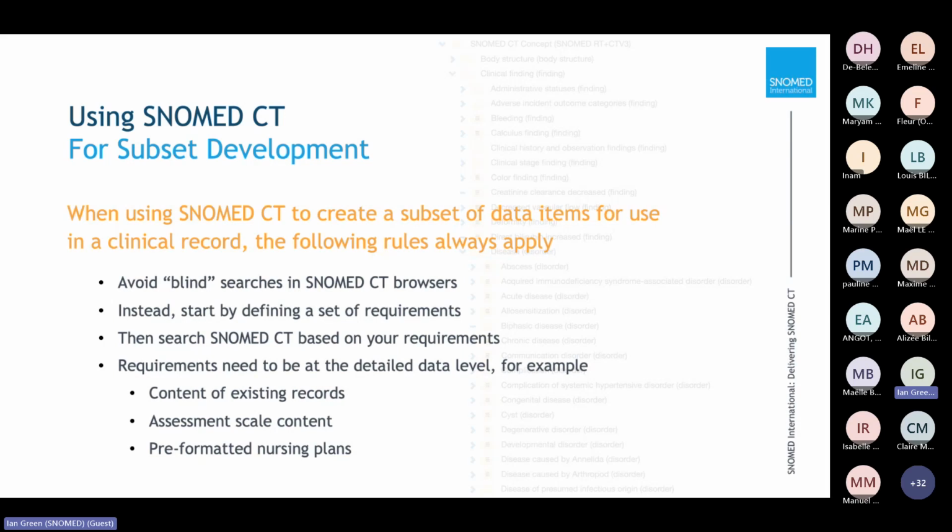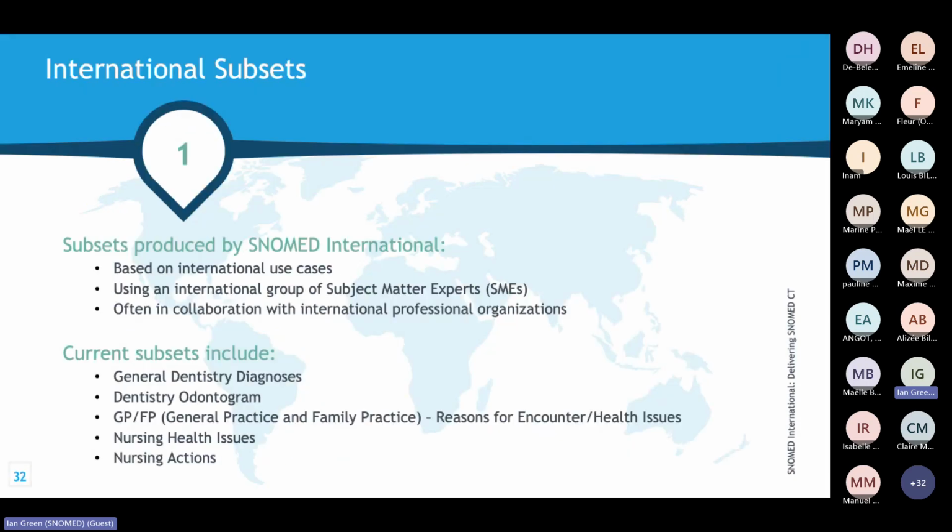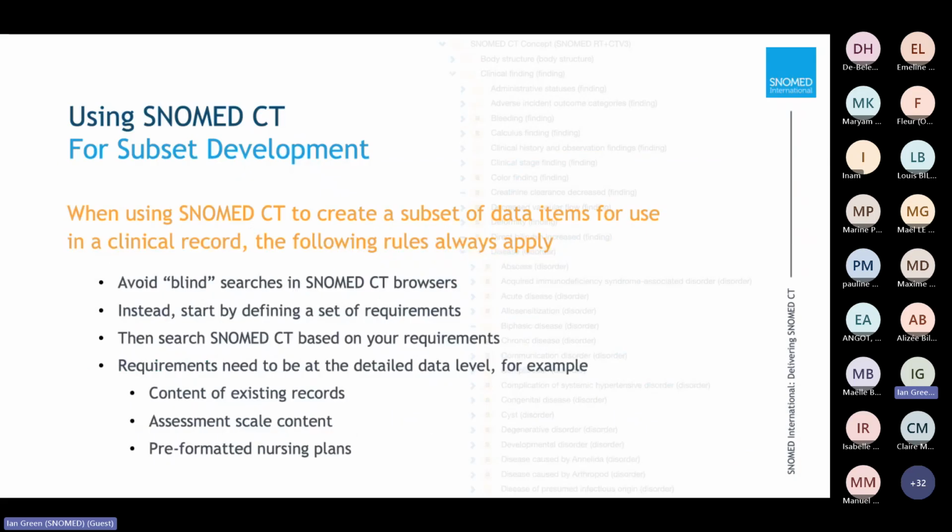The requirements need to be at the detailed level. So it's either looking at content that you already know in existing records, if it's particular content from assessment scales, or pre-formatted nursing plans. There's a whole variety of stuff where you know the data items are there, which will help you build that up.